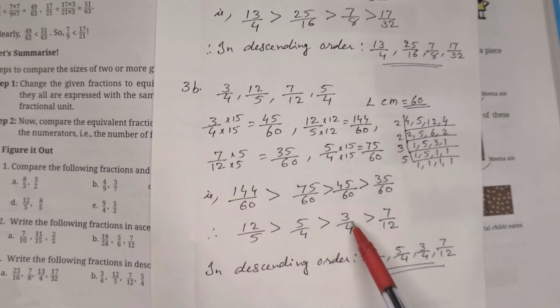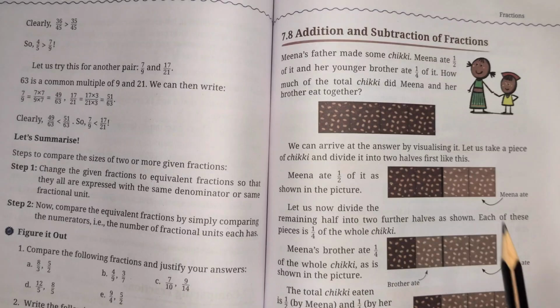Then 45 by 60, that is 3 by 4. 35 by 60 is 7 by 12. So in descending order: 12 by 5, 5 by 4, 3 by 4, 7 by 12.